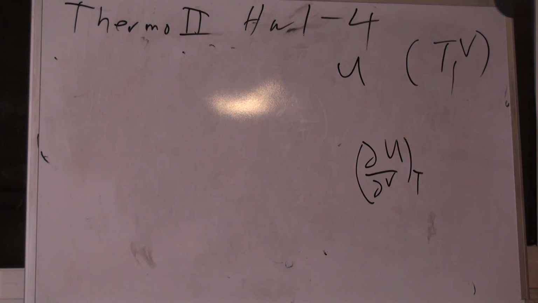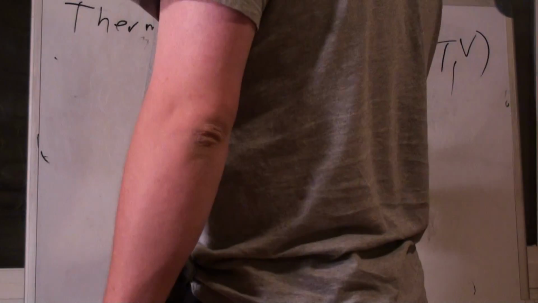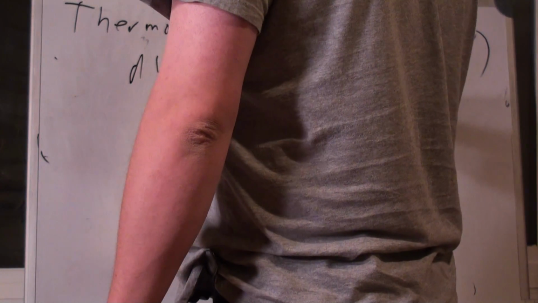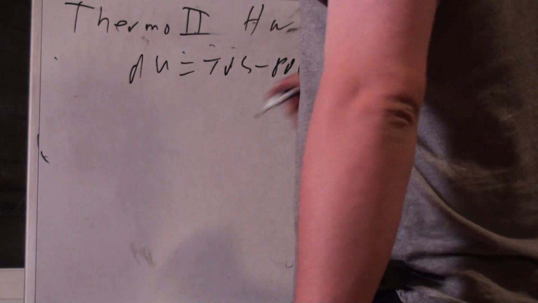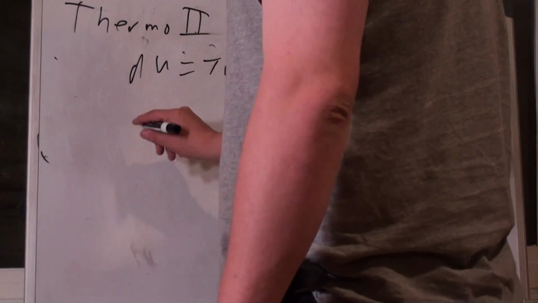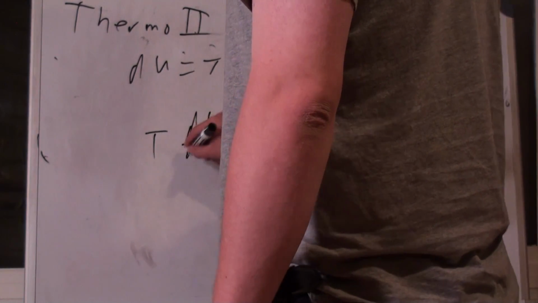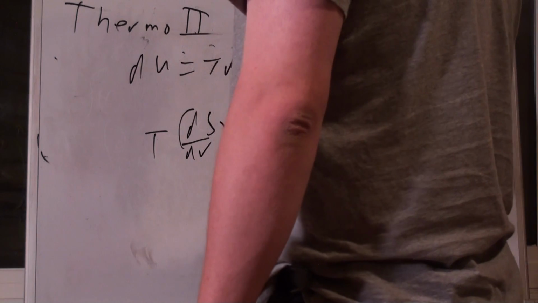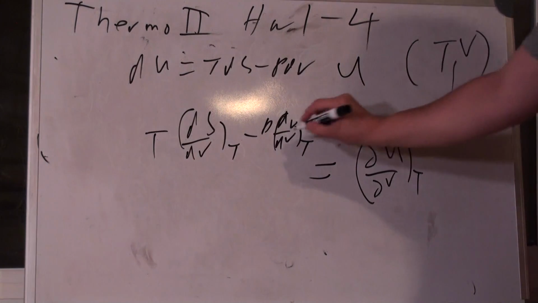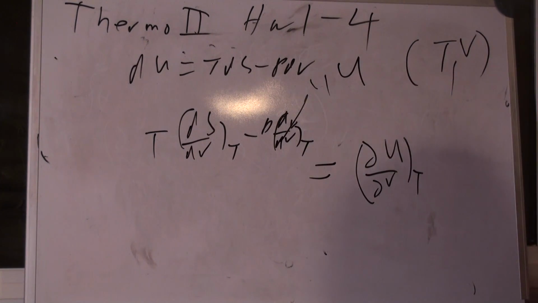What do I do? I plug it in. So, dU is equal to TdS minus PdV. That's the one I should just have memorized. I plug it in, and so I have this guy is equal to T dS/dV at constant T minus P dV/dV at constant T. And that's why I chose V. That goes to 1. Well, that doesn't do anything yet. Okay. All right, so that goes to 1.